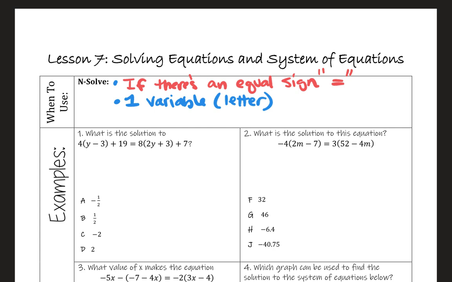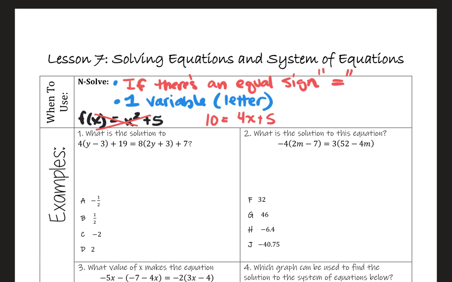You have something on each side. Now, it's not a function. It's not y equals 4x plus 3. It's not that, right? So if I had f of x equals x squared plus 5, that has one variable, but this is not what I would use it for. I would use it for something like, let's say, 10 equals 4x plus 5. Then I would use it for that one. So just kind of know what formulas you're using it for.